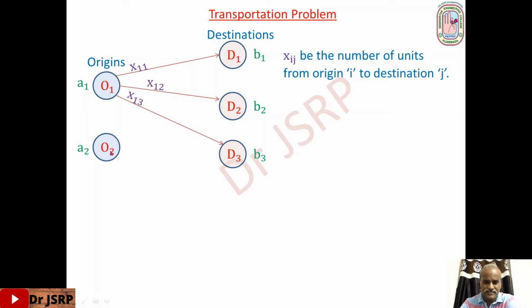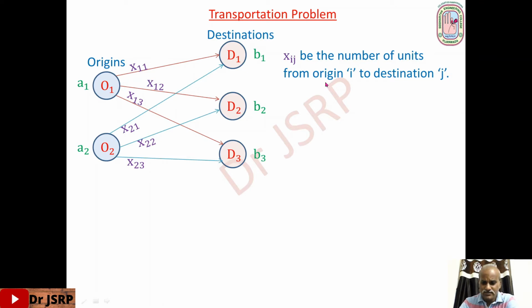Similarly, from second origin to first destination, the number of units is x21. From second origin to second destination, x22. From second origin to third destination, x23. So these are the decision variables. How many decision variables do we have? 3 plus 3, 6.